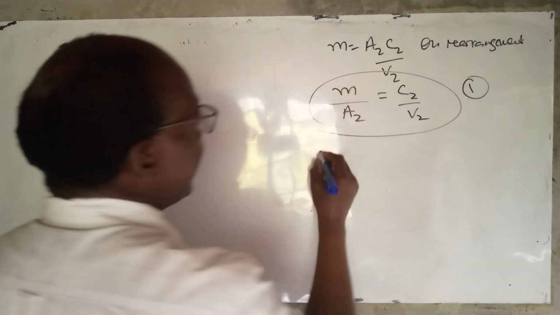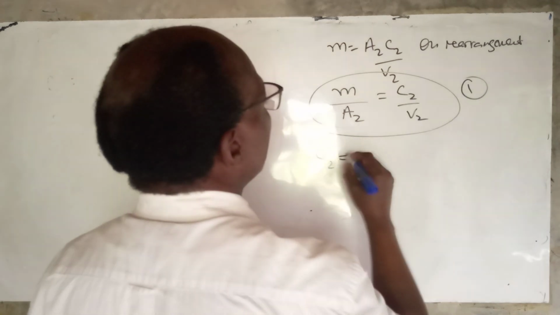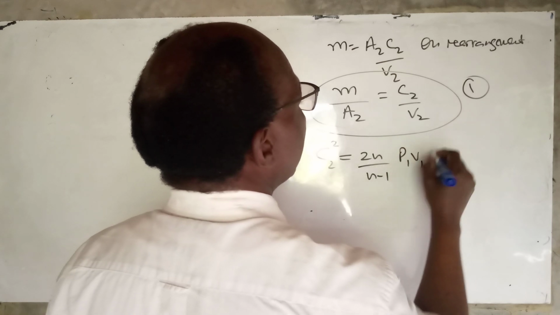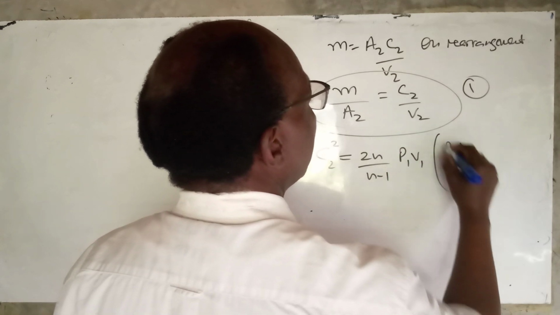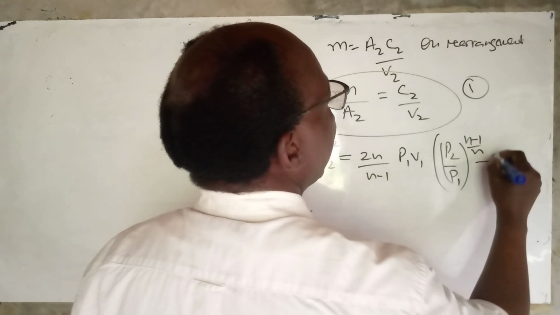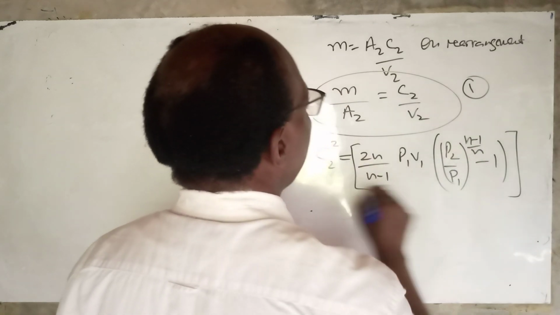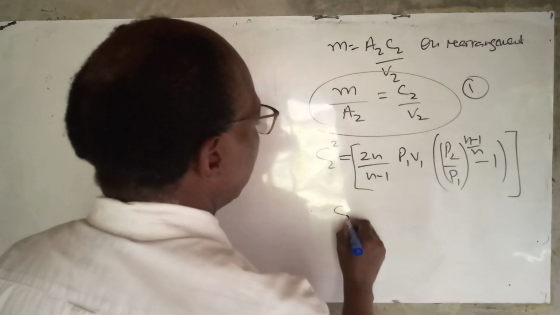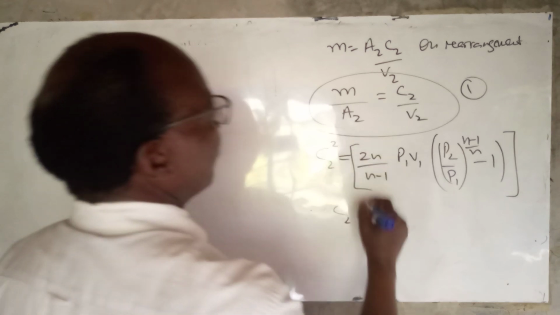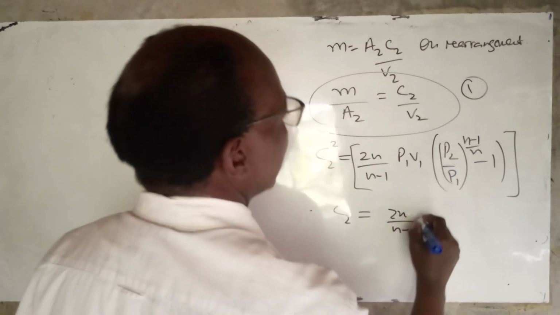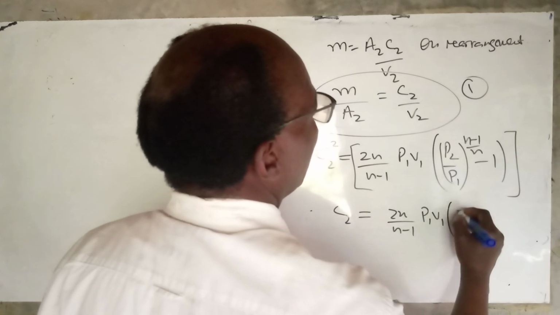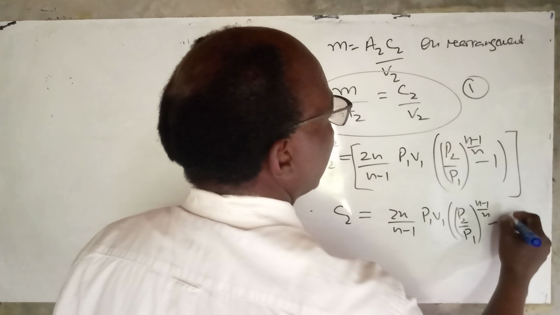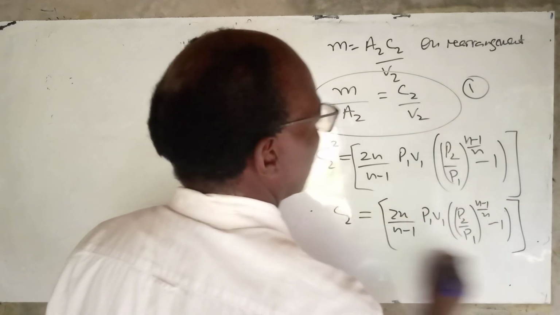Now, we already said that C2 squared was 2n over n minus 1 times P1 V1 into 1 minus P2 over P1 to the power n minus 1 over n. That was the expression which we had gotten in our previous discussions. And so basically C2 therefore is the square root of this expression: the square root of 2n over n minus 1 times P1 V1 into 1 minus P2 over P1 to the power n minus 1 over n.